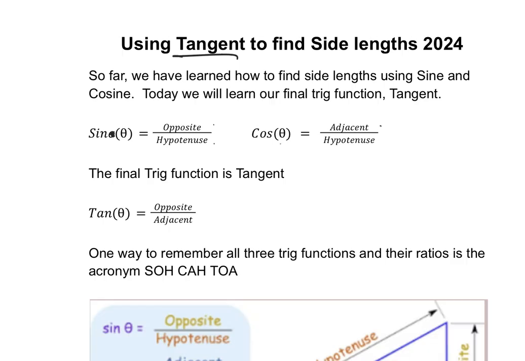Cosine was the adjacent side over the hypotenuse. And last but not least is tangent. Tangent is going to be the opposite side over the adjacent. So this one doesn't actually have any hypotenuse as part of the equation at all.